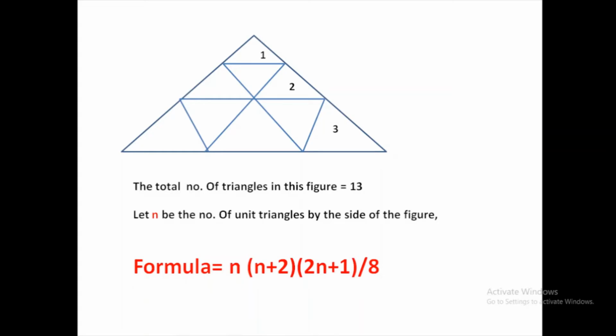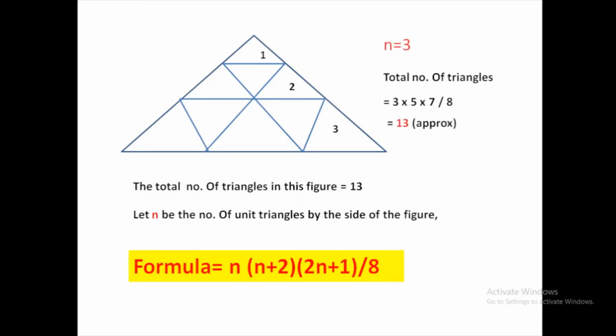By the term unit triangles by the side of the figure, as you can see, I have marked 1, 2 and 3. So in this case, we have 3 unit triangles in this figure. So when we put 3 in place of n in the formula, we get 3 into 5 into 7 divided by 8, which is equal to 13 approximately. It will come around as 13.2, but we have to just ignore the decimal part. We'll just have to take the 13.